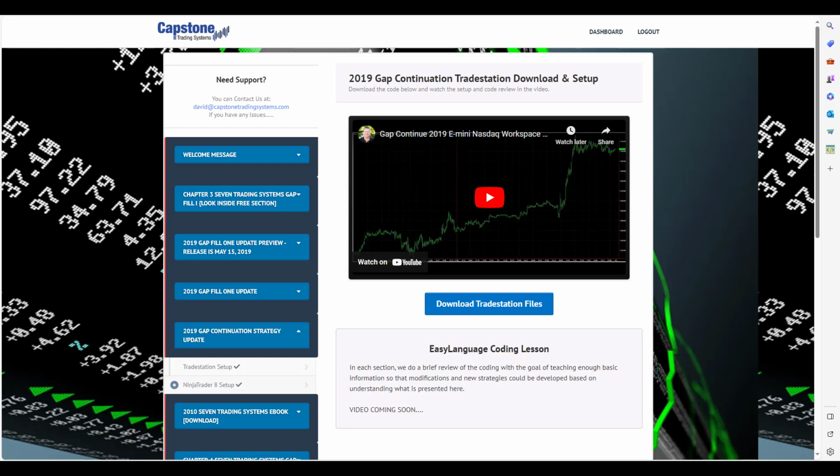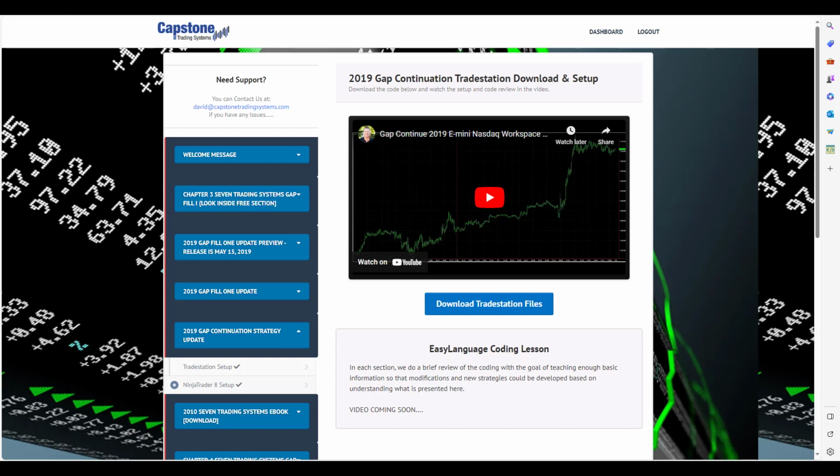A lot of questions about my gap continuation strategy. This is an old strategy from 2019, so we're going to do an out-of-sample analysis to see how this has performed in the current market environment, and show you how to get this set up. It does require the 7 Trading Systems membership site, not just a book, and so you can contact us.